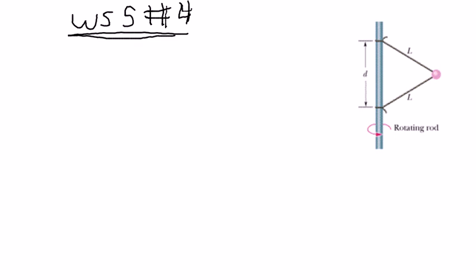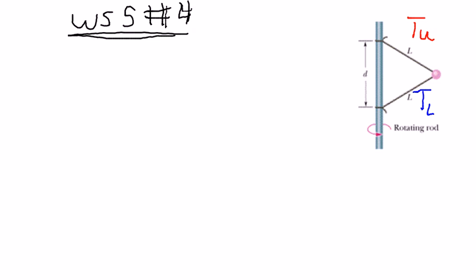So let's see what we're asked to determine. We're asked to determine what the tension is in the lower rope, so maybe I'll call this T sub L for the tension in the lower rope. We're given the tension in the upper rope, which I'll call T sub U up here. We're also given the length L shown in the image as well as the distance D shown in the image.